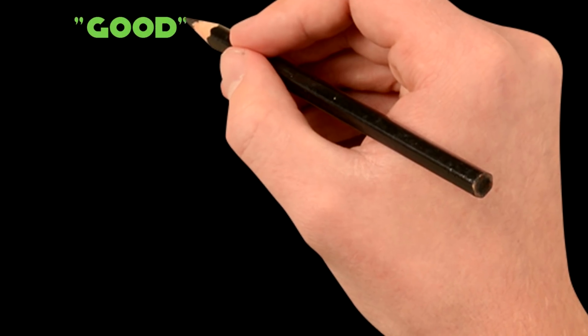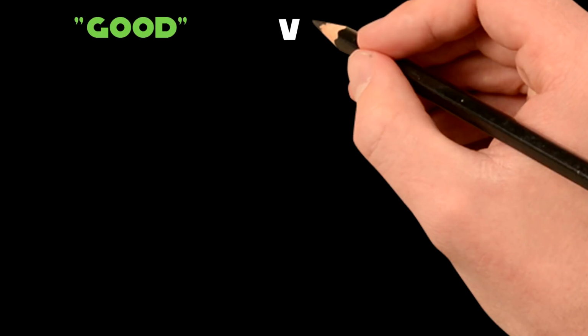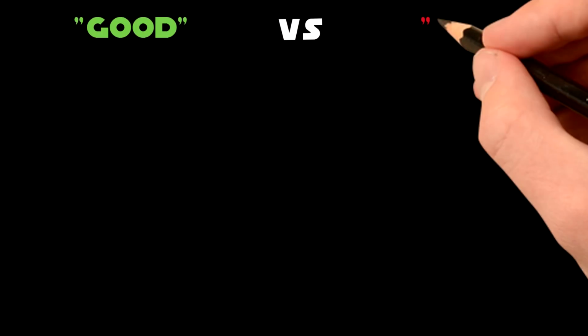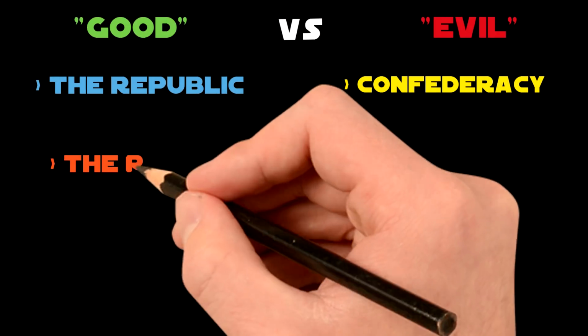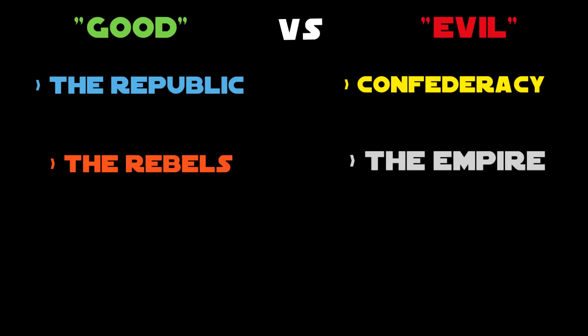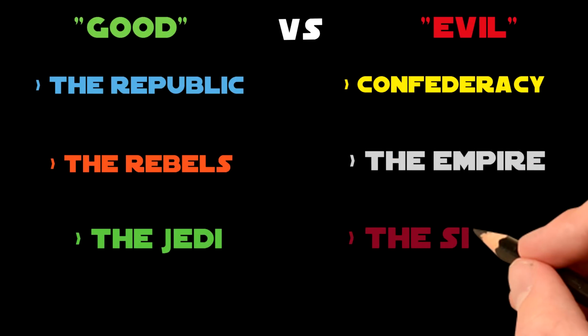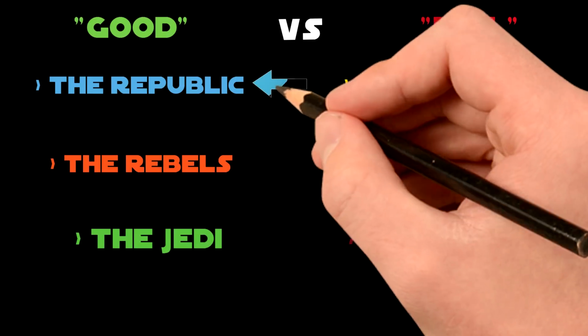Now, there are two main factions that oppose each other in most timelines of Star Wars. The Republic versus the Confederacy, the Rebels versus the Empire, in these new movies mostly represented by the First Order, and the Jedi versus the Sith, so usually good versus evil. Let's start with the Republic.